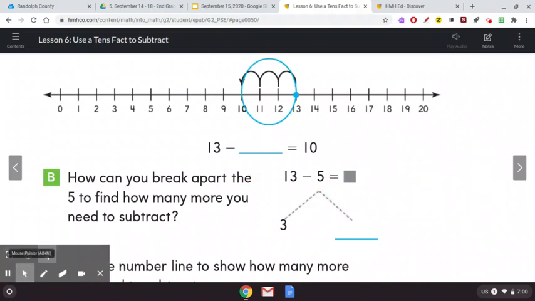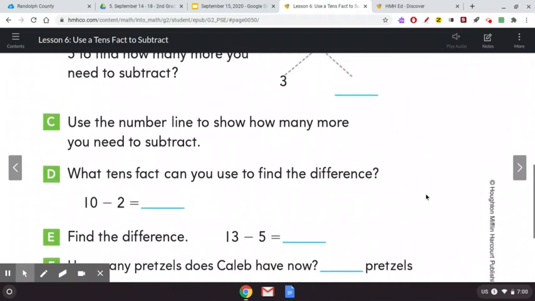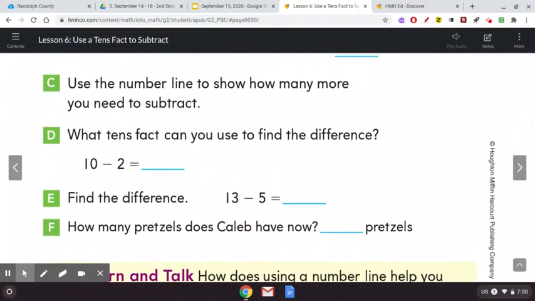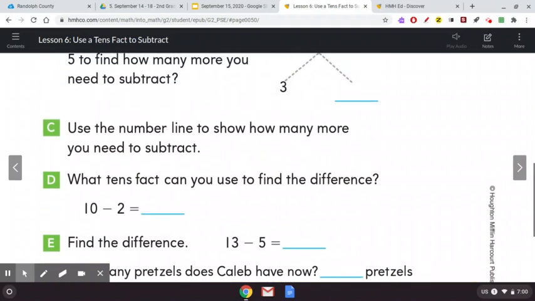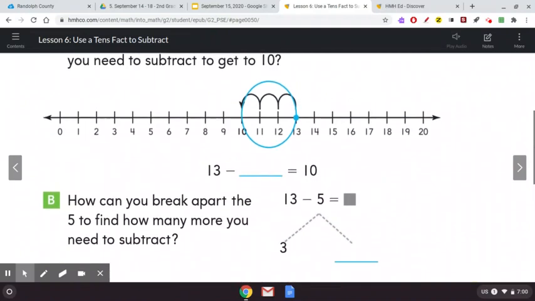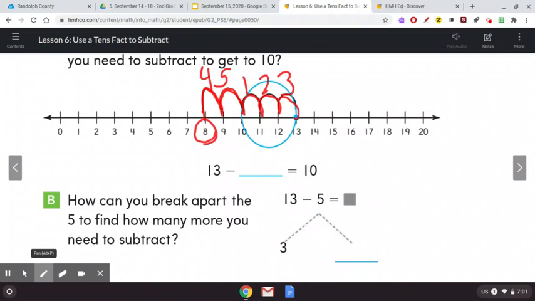Okay, so I'm going to come down here. It says use the number line to show how many more you need to subtract. Okay, what did we find? So 10, and then 1, 2, 3. So we needed 4, 5. Okay, I know I mixed up my numbers, but if you start from here and count back, 1, 2, 3, 4, 5. Okay, what is our ending number?